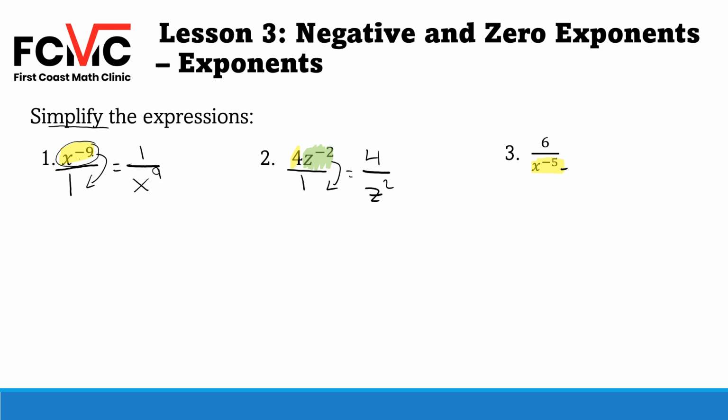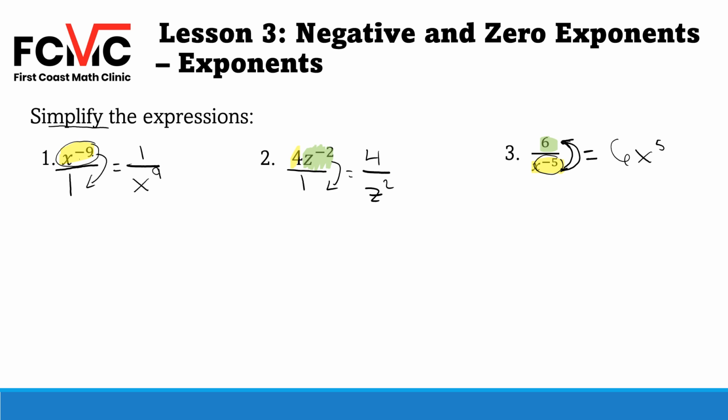So my negative exponent is on the x. I want to bring that up to the numerator to make that exponent positive. This 6 has a positive exponent, doesn't have a negative exponent, so it's going to stay where it is. So to simplify this, I'm going to write this as 6x to the 5th power, because I'm literally taking this and bringing it up to the numerator.